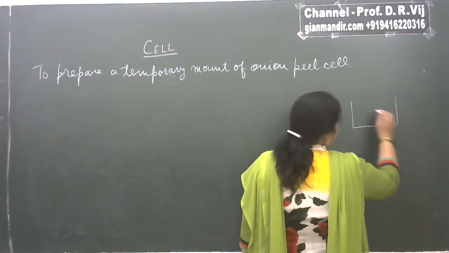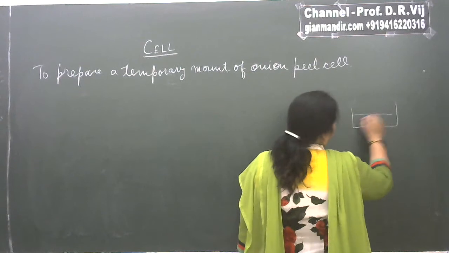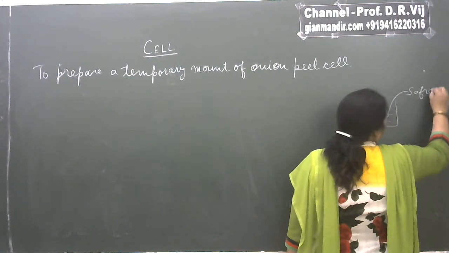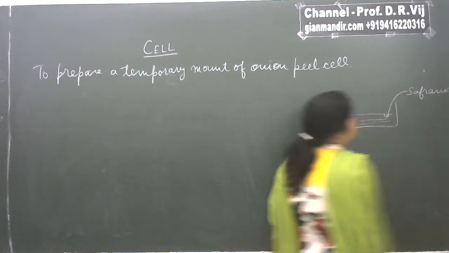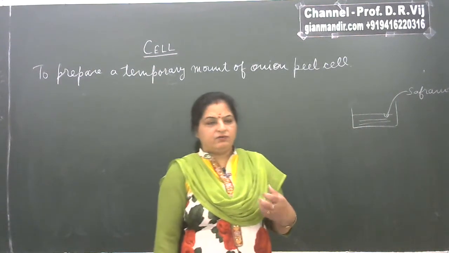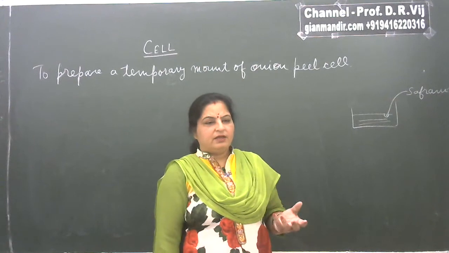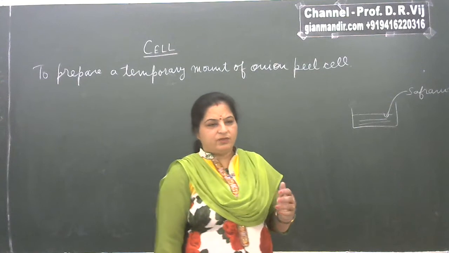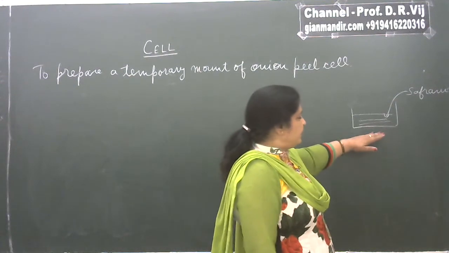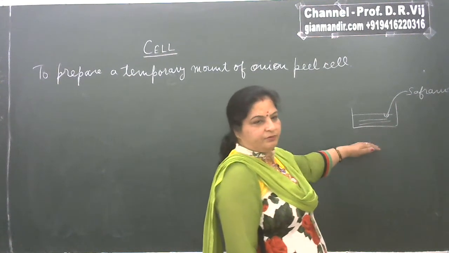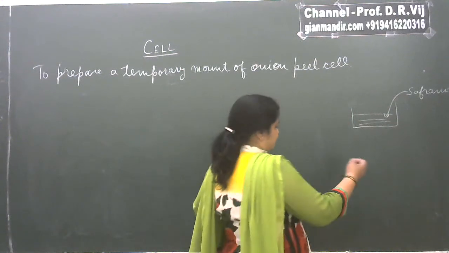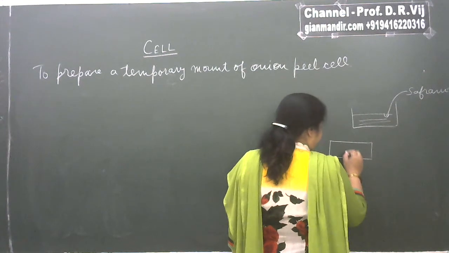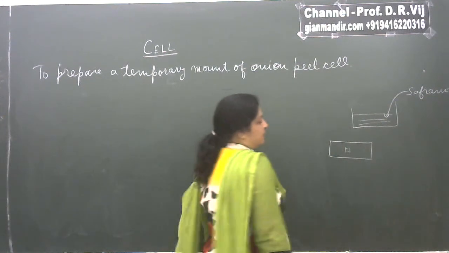At the same time, in a petri dish, you keep ready some water and already add a few drops of safranin to it. Safranin is a staining agent which stains the membrane, so that we can easily visualize the various parts of the cell. And now you put that membrane in this water, right? And with the help of a brush, you transfer this piece of membrane onto a slide.